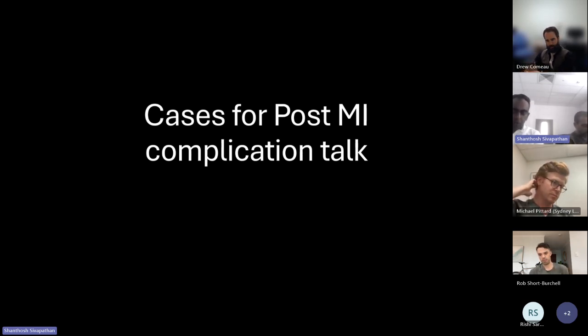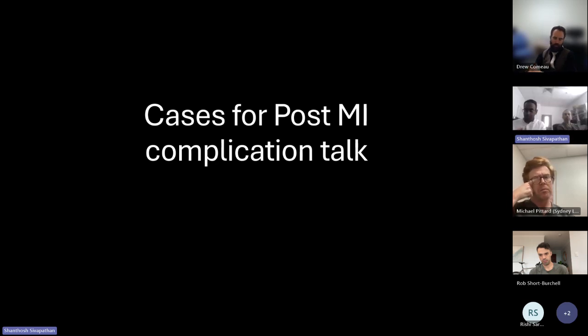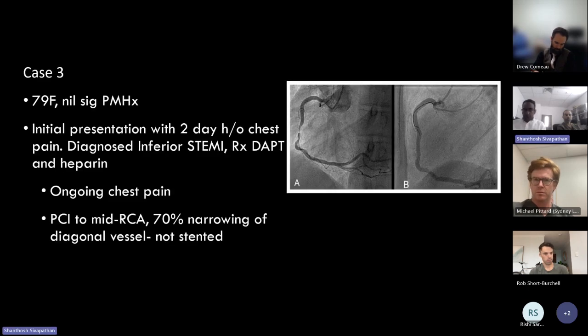As you know, there's a whole barrage of different complications that can result from an MI, but we're just going to focus on the echo aspects of things and complications that can generally be picked up on echo. So we'll start off with a case. I know it says case 3, but we'll just start off with the initial case.